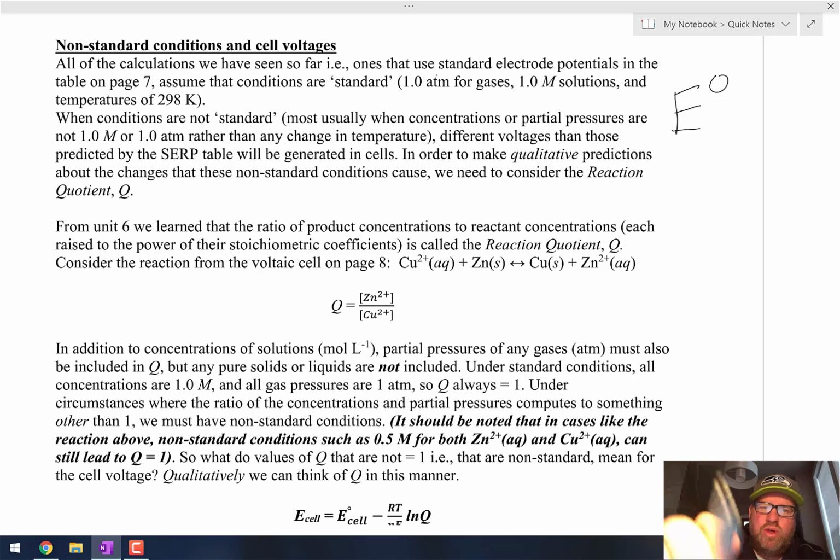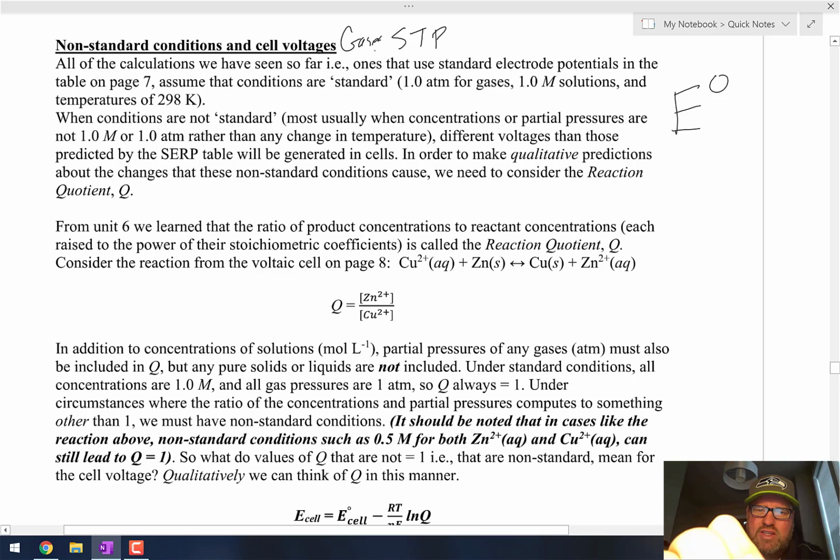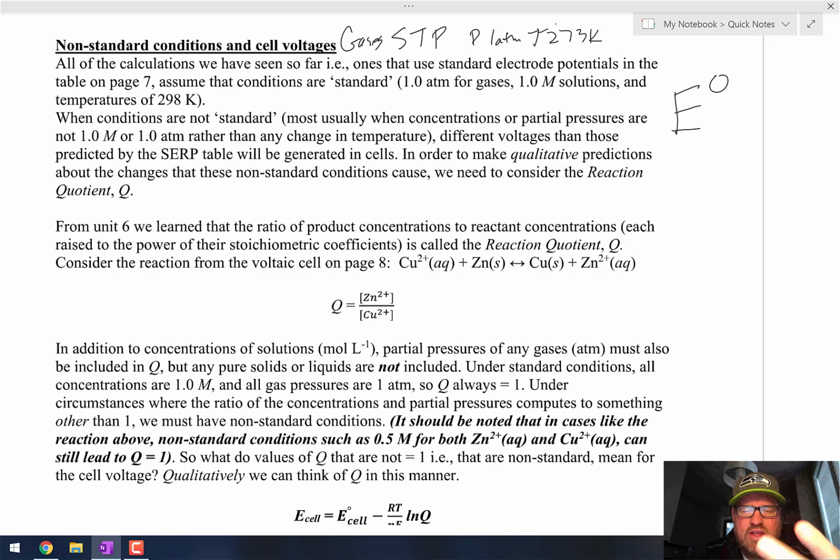And remember that with gases at STP, so this is just for gases, the pressure is 1 atmosphere and the temperature is 273 Kelvin. Okay, all other times that you're at standard conditions, whether that's enthalpy, delta S, delta G, or the cell potential, the only thing that's different is the temperature. It's still 1 atmosphere for gases, 1 molar for solutions, but the temperature is 298. Only for gases is the standard temperature 273. For everything else, it's 298.